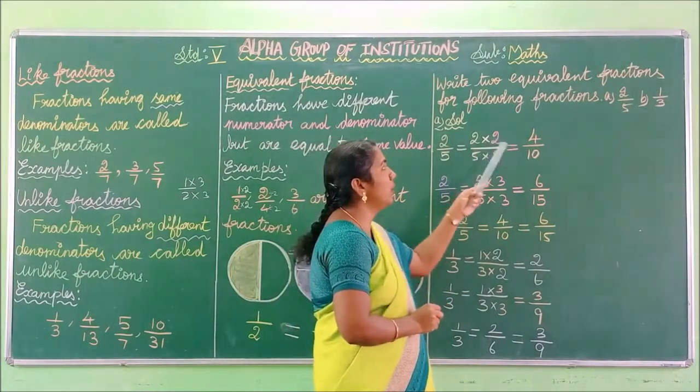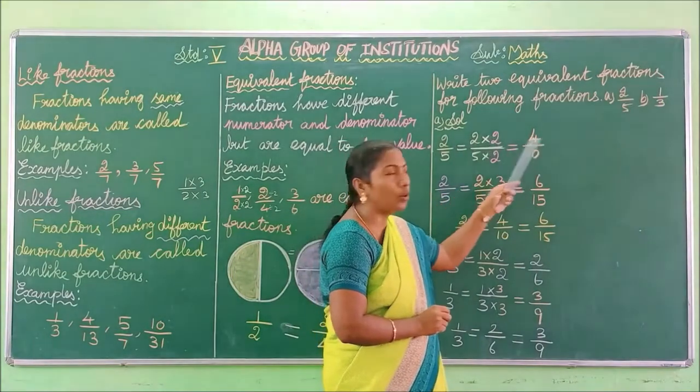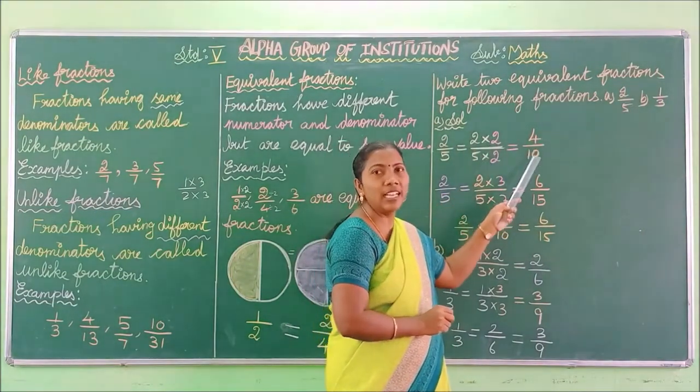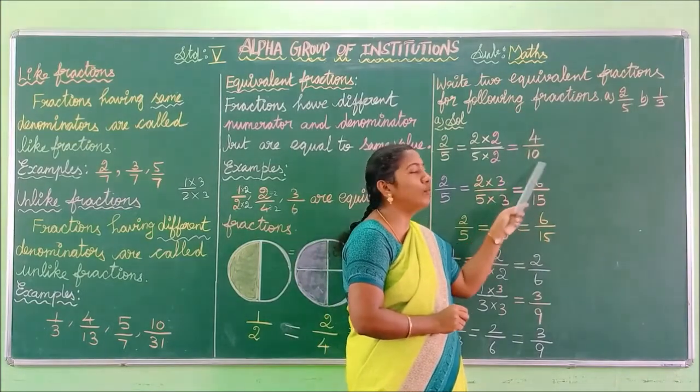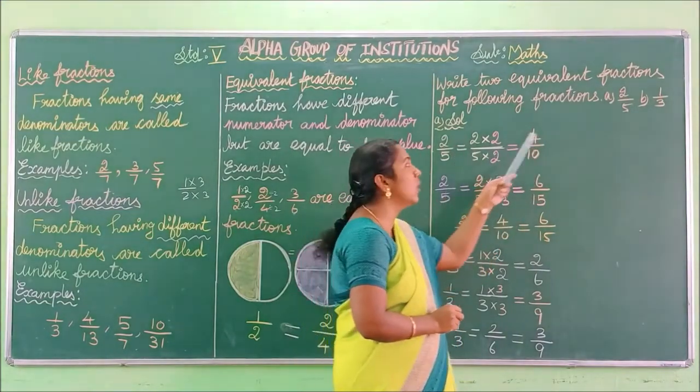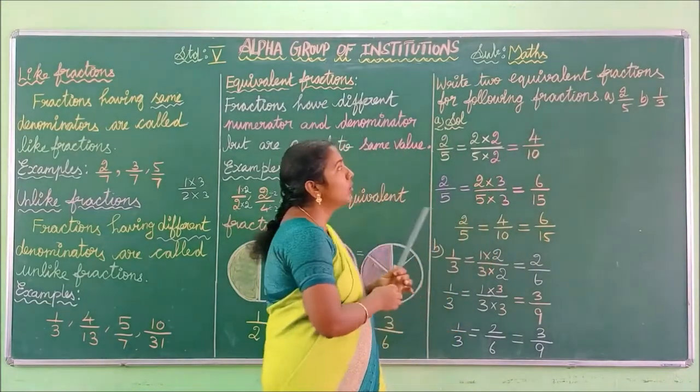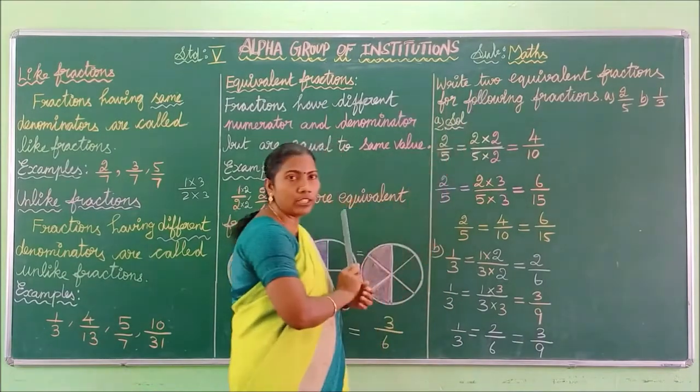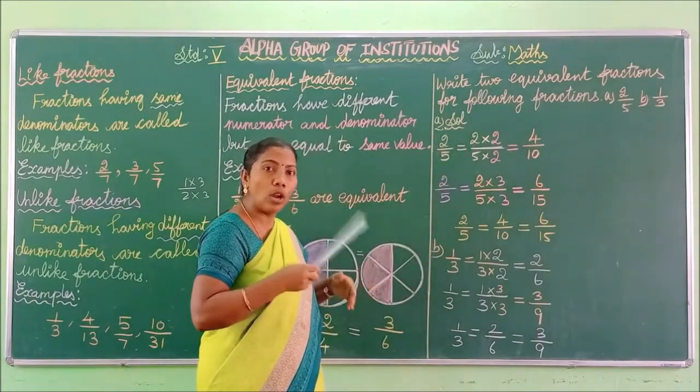Now we are going to multiply 2 into 2, 4. 5 into 2, 10. Thus we get one equivalent fraction to the given fraction, that is 4 by 10. In the question they have asked for two equivalent fractions, so you have to find one more also.